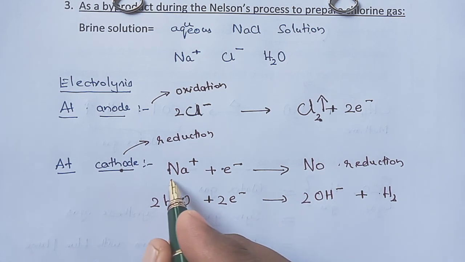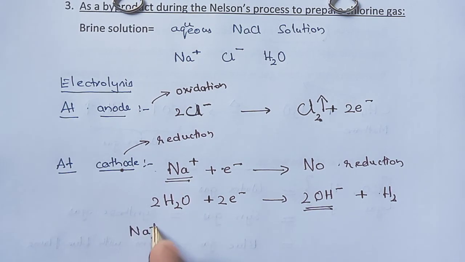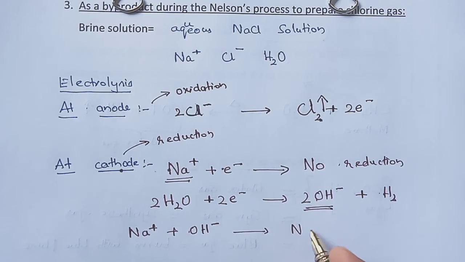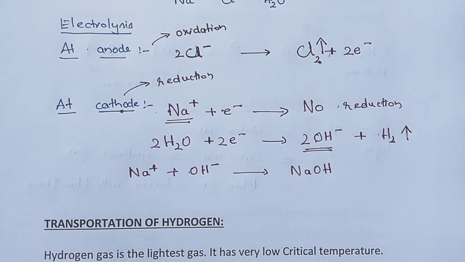Here the Na plus is present and here OH minus is present. These two will combine and form NaOH. They will get precipitated as NaOH. Here we are getting hydrogen gas. So let us write down all which are obtained.